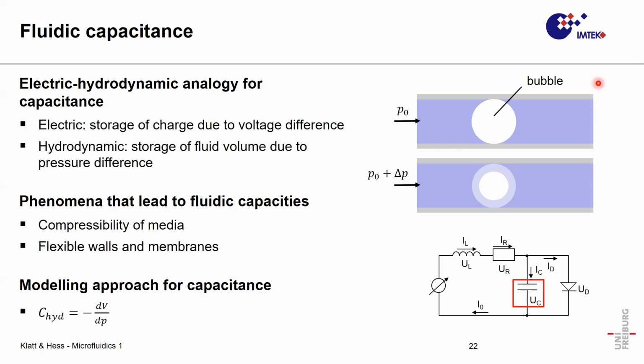The first one is, of course, the compressibility of media, as it was illustrated here. Here you have the compressibility of the gas bubble. And another source of capacitance inside a fluidic chip could be flexible walls or membranes. And you can model capacitance by this expression.